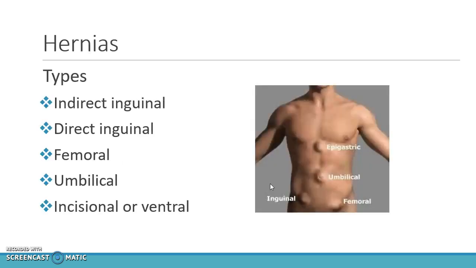Hernias. We're going to talk about how there's a weakness in the muscle wall, or it's a congenital defect. Indirect hernias are most common in men, and there's a large downward protrusion into the scrotal sac. Direct hernias occur most often in older adults. Femoral and umbilical hernias are most frequent in obese adults or pregnant women, and incisional occur after abdominal surgeries at the incision site. They are associated with or caused by straining or lifting. And you can tell in the picture there's the different areas of the hernias.